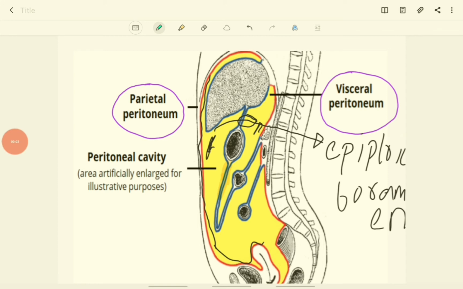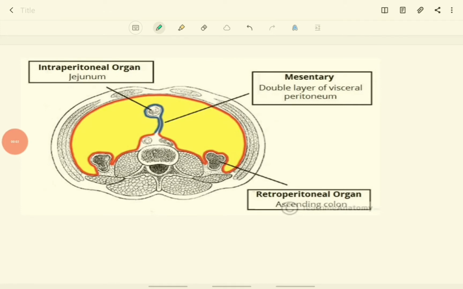Whichever structure is covered entirely with the peritoneum is an intraperitoneal organ. So the liver is intraperitoneal, the stomach is intraperitoneal, the transverse colon is also intraperitoneal, and most of the intestinal part is also intraperitoneal. Here we have a retroperitoneal organ. Some portion of the organ has a covering of peritoneum, and the majority of the portion is not covered by the peritoneum. In this image, we can see the retroperitoneal organ.